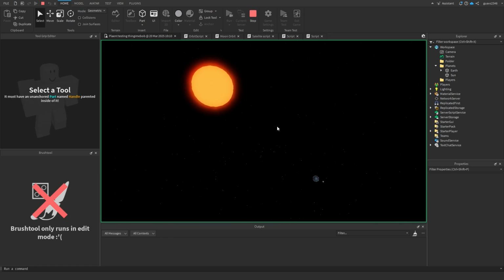I added a trail here. So you see how the moon is moving with the Earth. That's how moon cycles happen too. So when the moon is in front of the Earth and it's in between the sun, that is an eclipse or a new moon. But depending on the moon too.